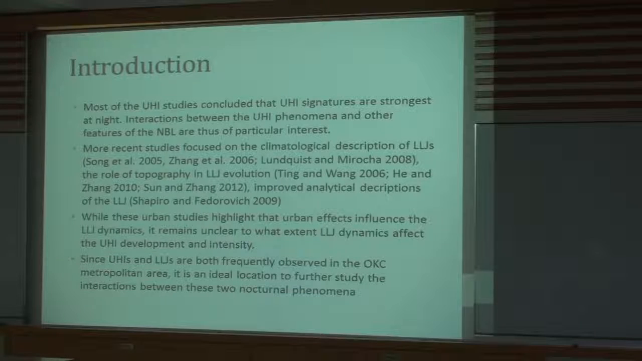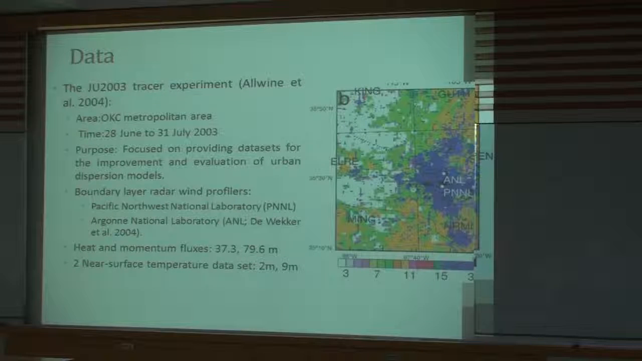Since UHIs and low-level jets are both frequently observed in the Oklahoma City metropolitan area, it is an ideal location to further study the interaction between those natural phenomena. And this is the data. This data is from a campaign experiment that happened in 2003, from late June to late July 2003.